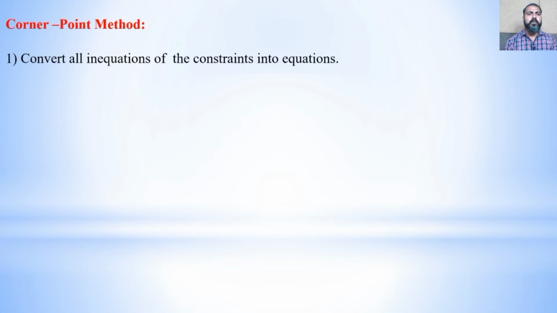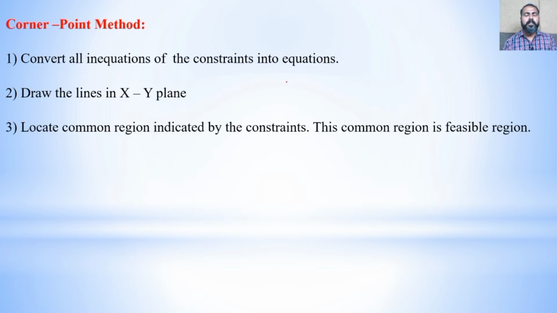Students, to solve examples on LPP, we use corner point method. Here is the first step: convert all inequations of the constraints into equations. Second step is draw the lines in xy plane. Third step is locate common region indicated by the constraints. This common region is feasible region. Fourth step is find the vertices of the feasible region.